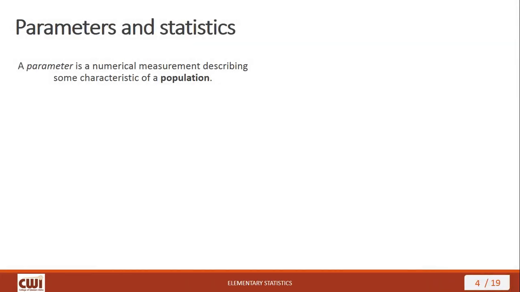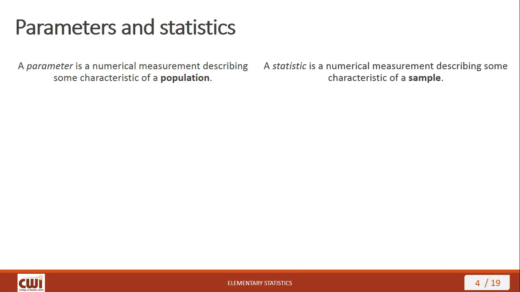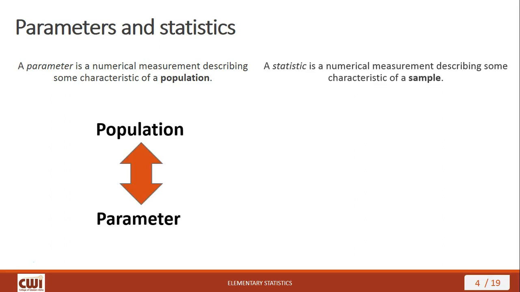First, we need to understand the difference between a parameter and a statistic. A parameter is simply a numerical measurement describing some characteristic of a population. On the other hand, a statistic is a numerical measurement describing some characteristic of a sample. So parameters go with populations and statistics go with samples. Really important that you get this down because oftentimes the use of statistical methods requires us to distinguish between populations and samples. Are we talking about one or the other? So we need to understand the difference here.